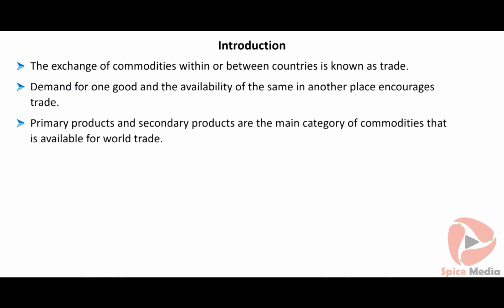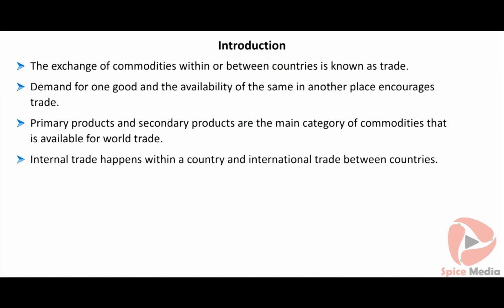Primary products and secondary products are the main categories of commodities that are available for world trade. Internal trade happens within a country and international trade between countries. International trade can be bilateral or multilateral. There are various factors that affect trade. Let's understand them in detail.